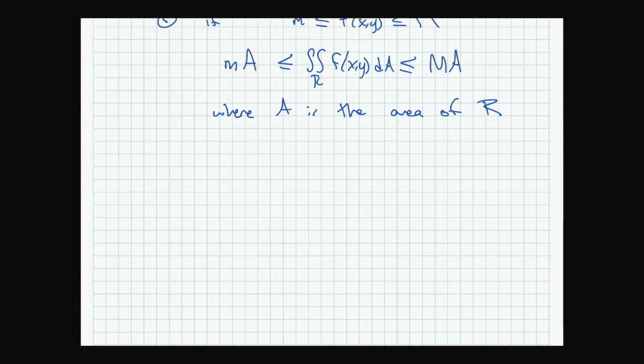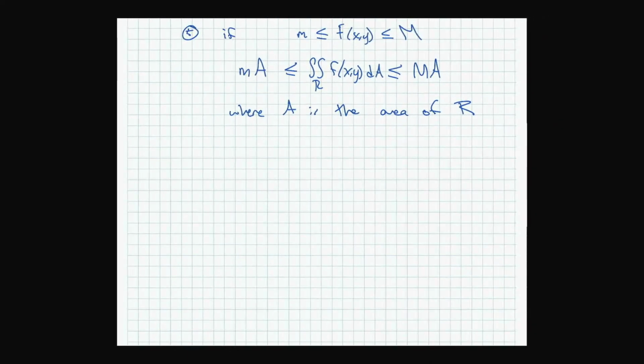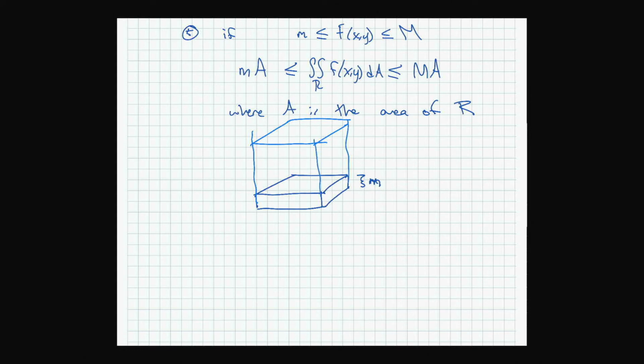Okay, there's one more property to do, but I want to explain this one a little bit. Imagine you have a little box in space here, like that. Let's say this height here is little m. Then you come up here and you have a much bigger rectangle. Let's say this height is the big M.